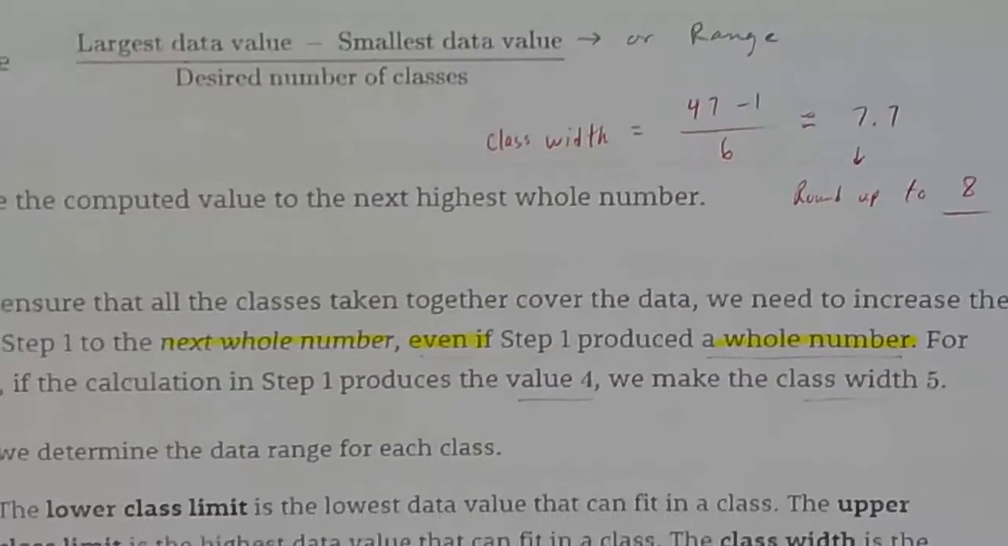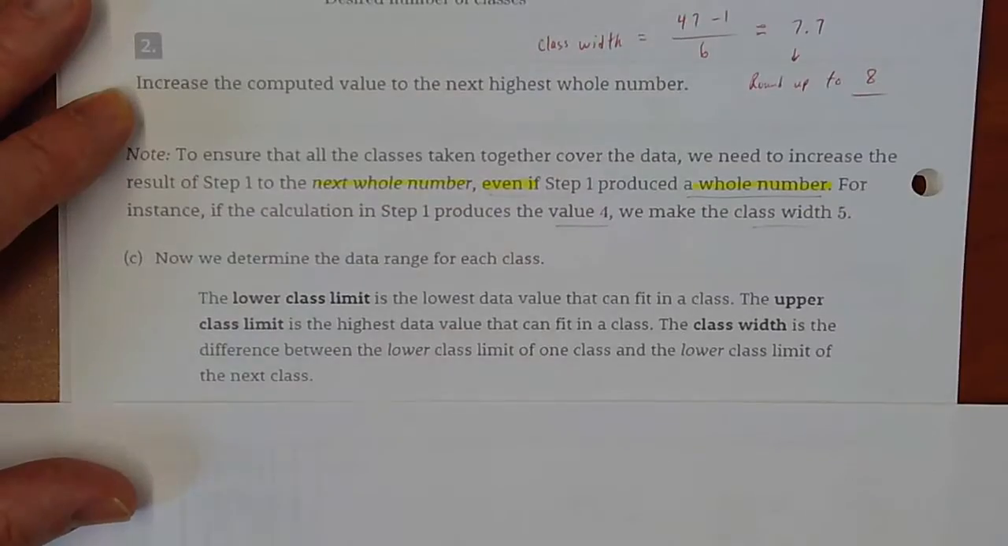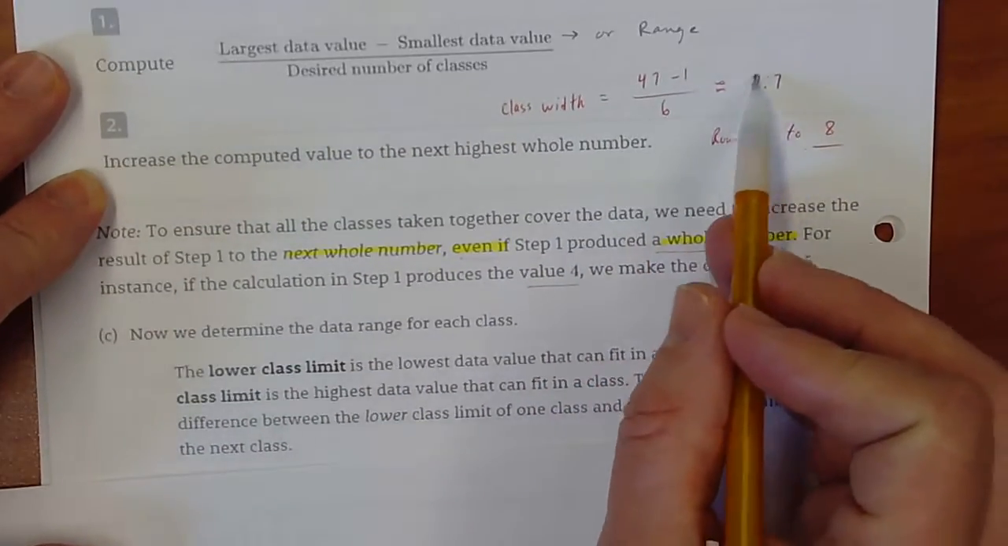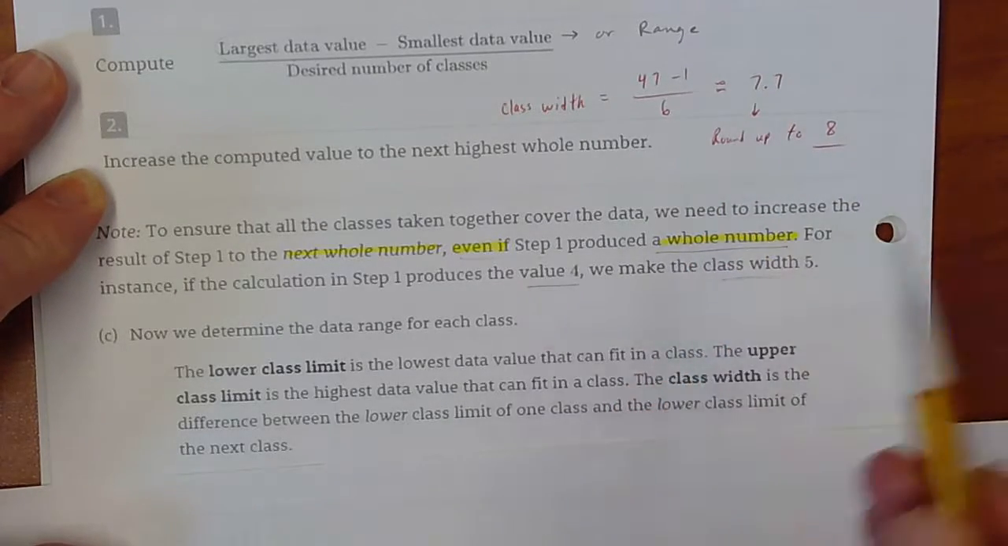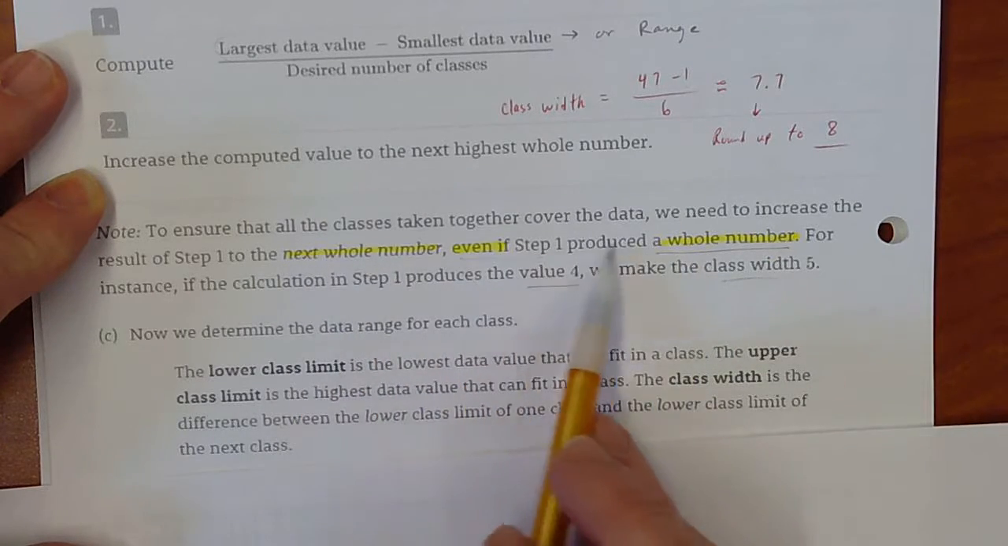Okay, continue to read the rest of this, and we'll discuss it. I forgot to emphasize this, but here's another thing too. Even when you divide this, if this is a whole number, like if this was 7.0, we still round up to 8. Did you catch that? So even if it is a whole number, round it up.